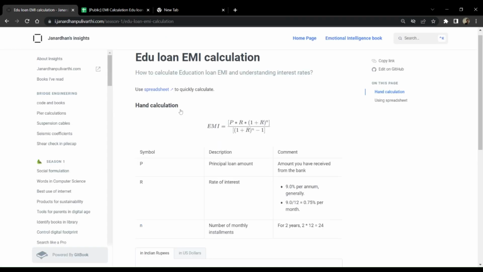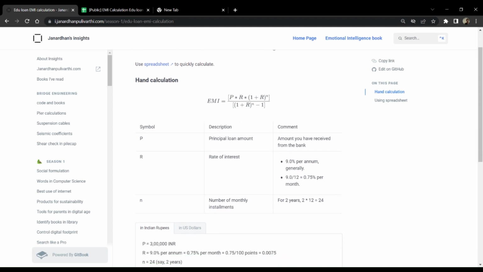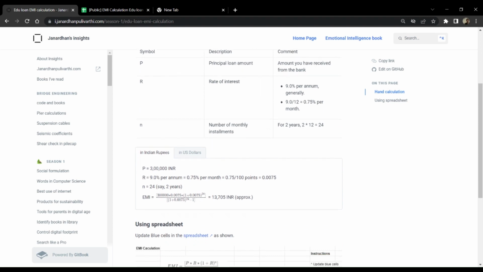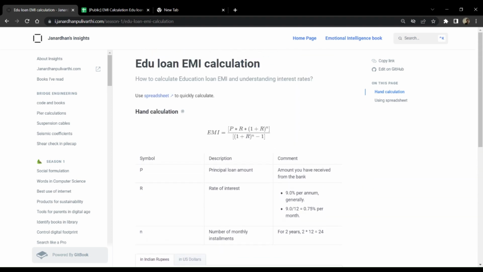Let us talk about the EMI calculation. In this one, we are specifically talking about the compound interest calculation. With the help of the loan amount and the rate of interest, how can we calculate the EMIs that we could pay each month? Here we have a spreadsheet, so we can utilize that.